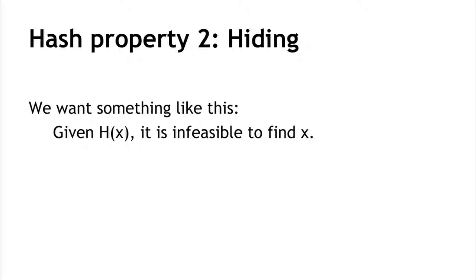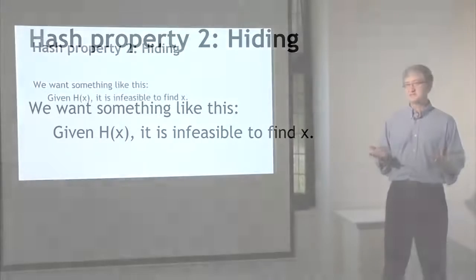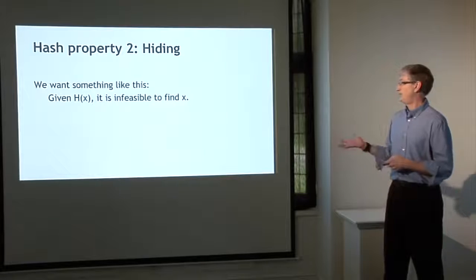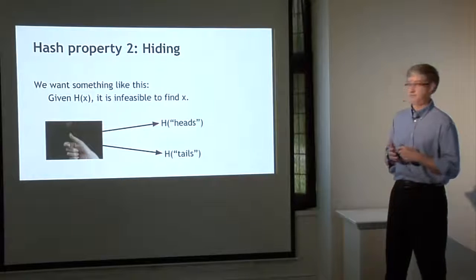The property that we want is something like this: if we're given the output of the hash function, there's no feasible way to figure out what the input x was. The problem is that this property doesn't exactly hold. And to understand why that's the case, let's look at this example.